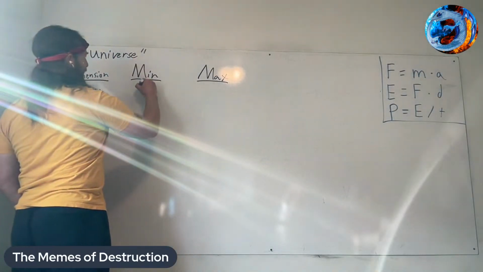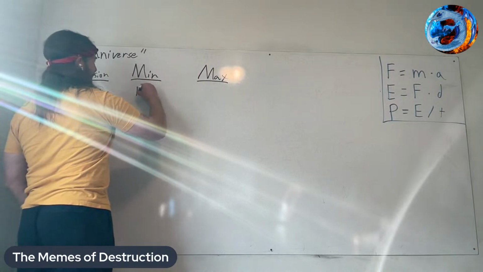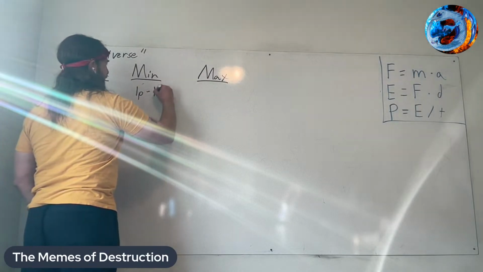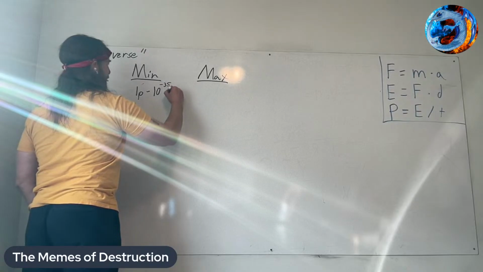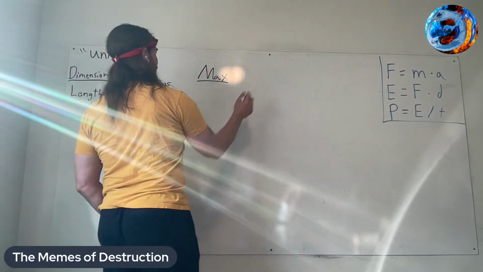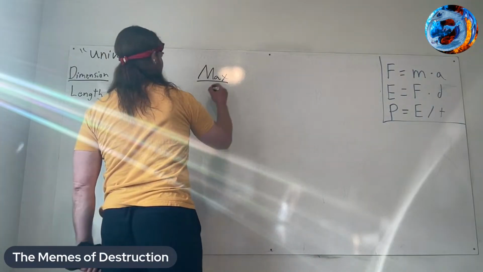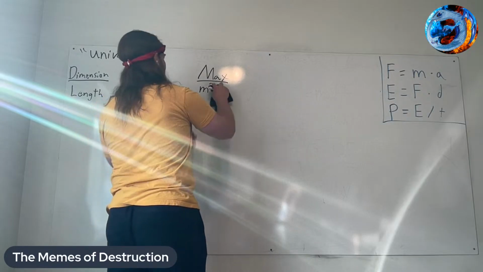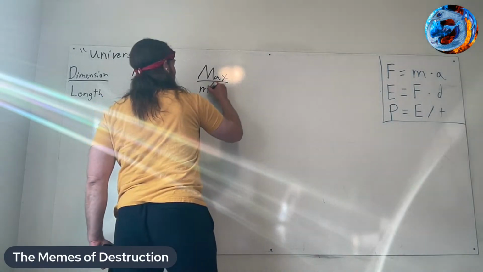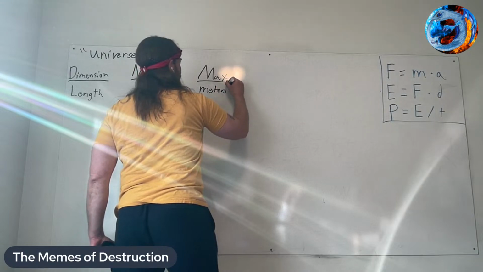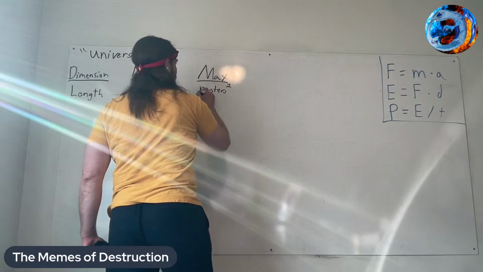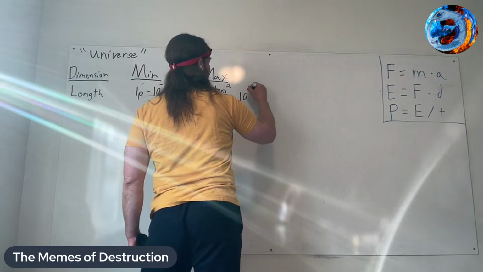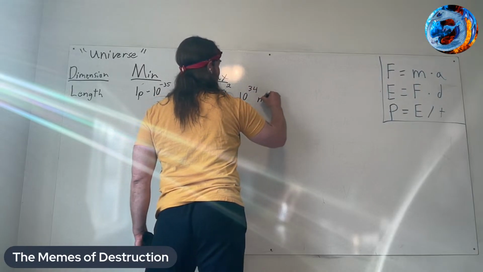So we're going to claim the minimum is Planck length, L sub p, and that's about 10 to the minus 35 meters. Okay? And then the max, we're going to say is meters squared. Well, let's actually write it out, because otherwise, I also use m for mass, so meters squared over L_P. So that's going to give us about 10 to the 34 meters.